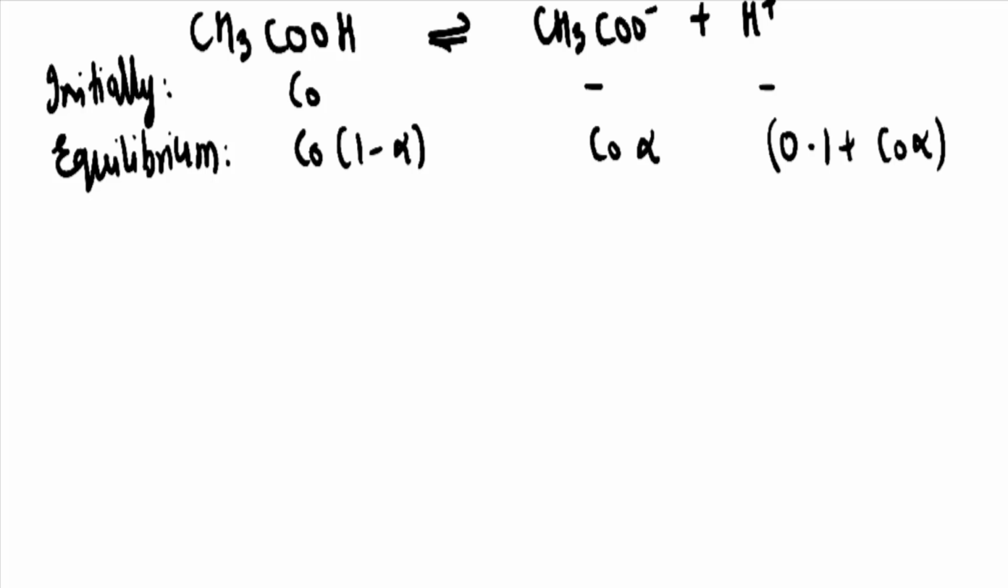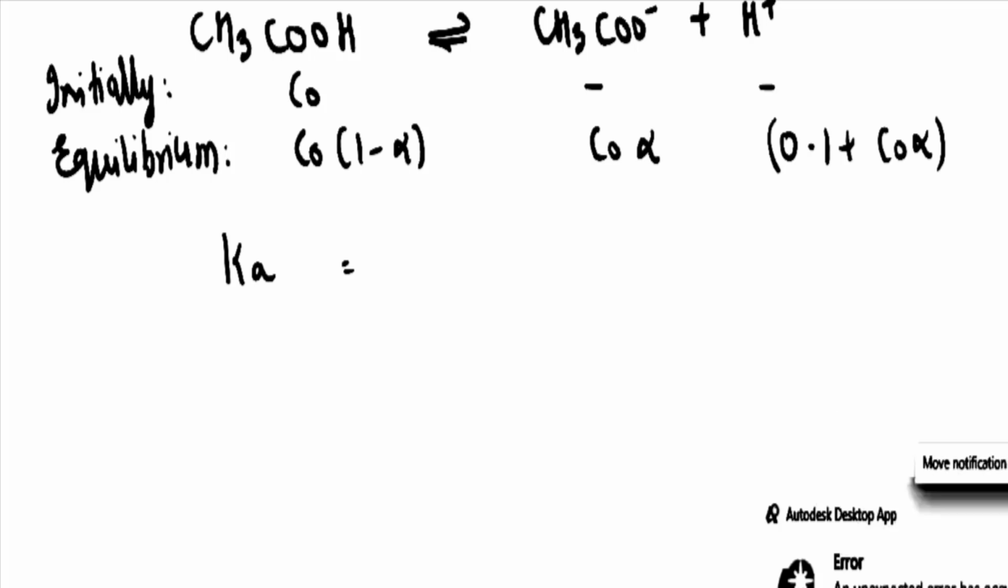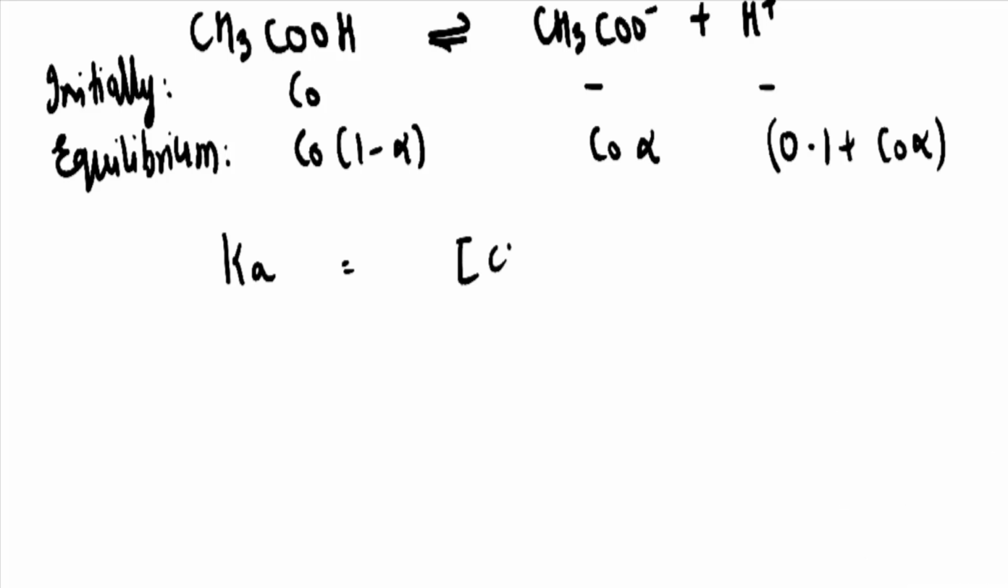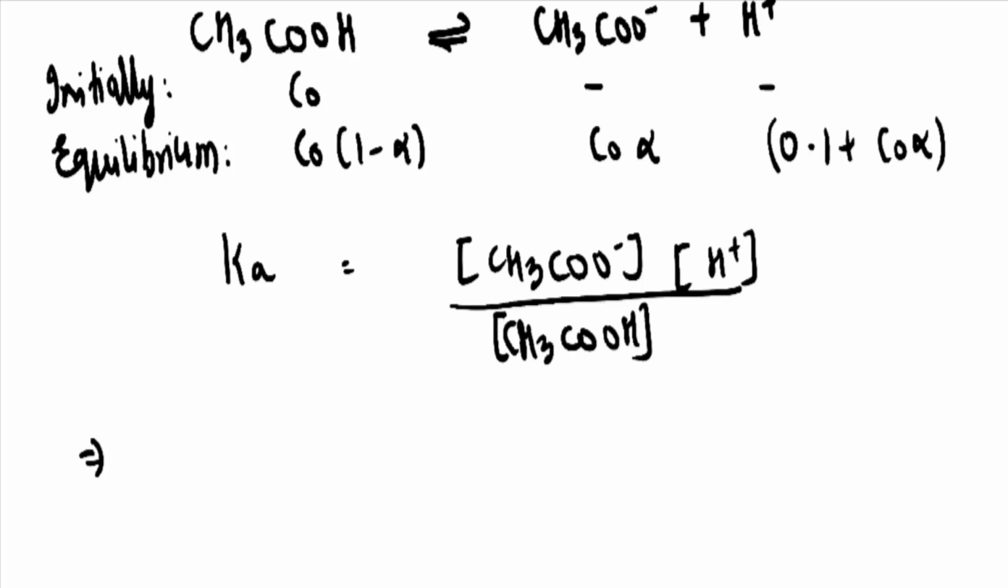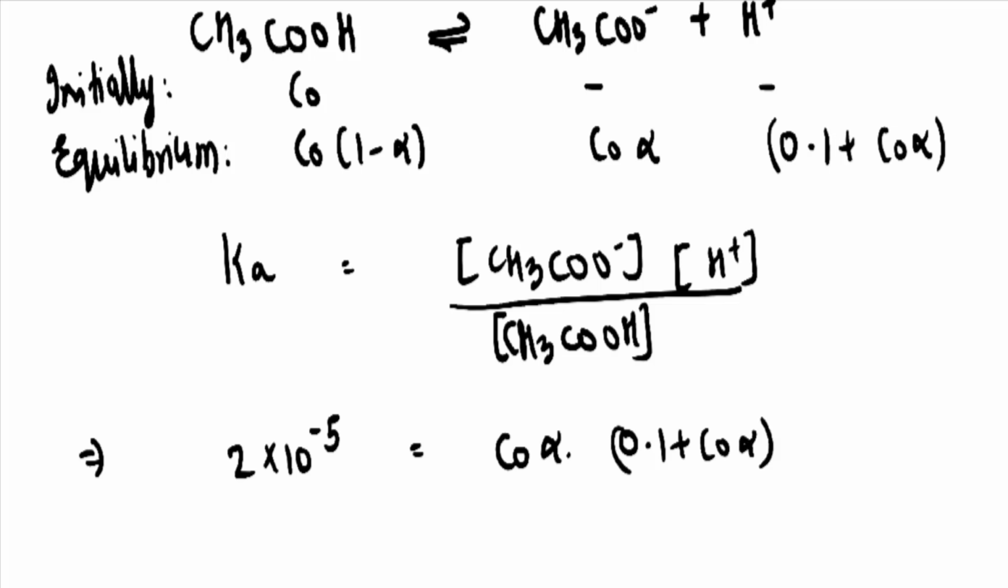So we have Ka equal to this. Our Ka is basically 2 into 10 raised to the power minus 5. Our concentration of acetate ion is C0 alpha, our concentration of H plus ion is 0.1 plus C0 alpha, and our concentration of acetic acid is C0 into 1 minus alpha.